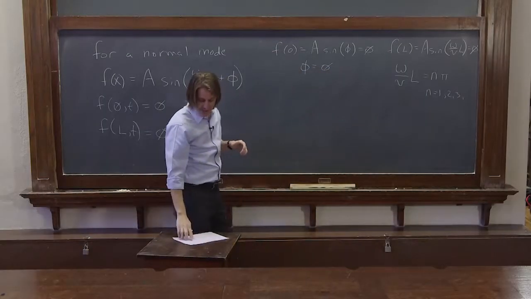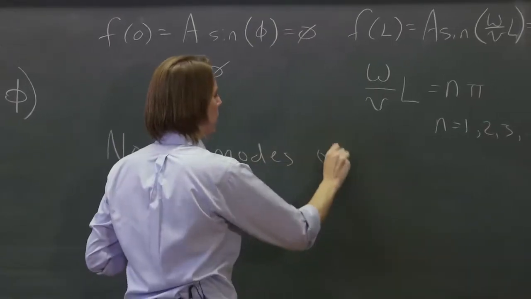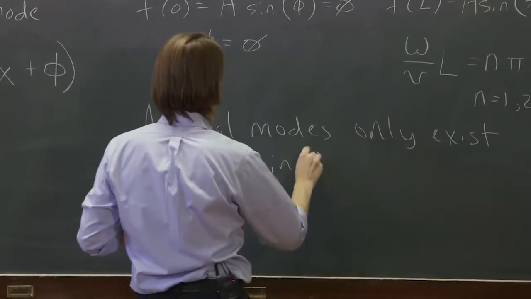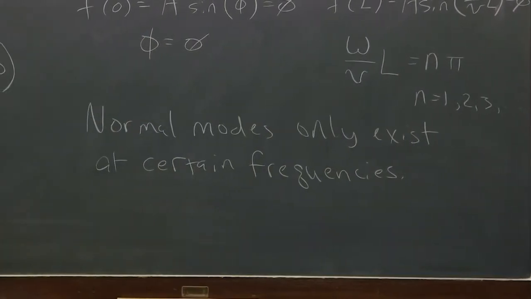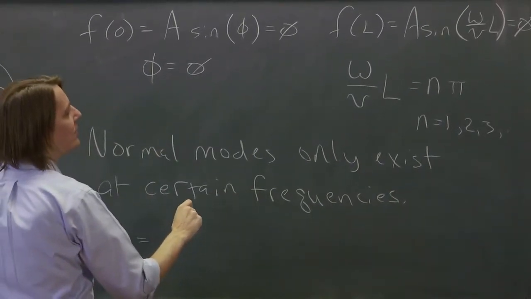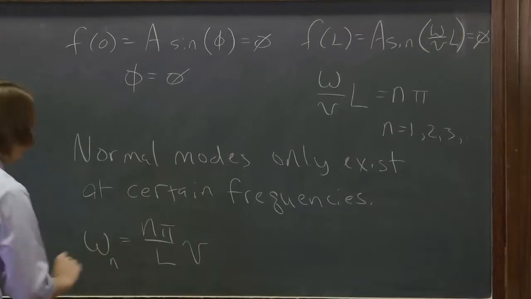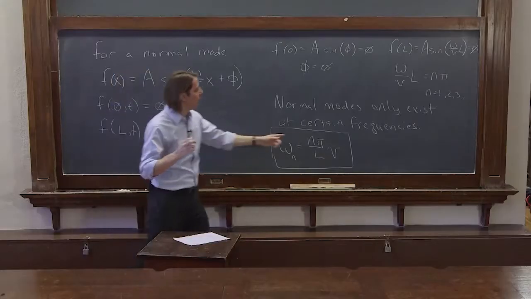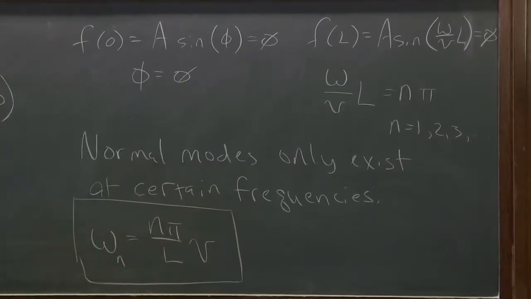What this is saying is that if that's true, normal modes only exist at certain frequencies. And we can solve this and see what omegas work. omega equals n pi over L times v. So we can write a subscript omega n, because these are all the omegas, all the frequencies at which a normal mode really does exist. So you can put a 1 here, and it's pi times the velocity over the length. You can put a 2, 3, 4, etc. All these higher and higher frequencies.